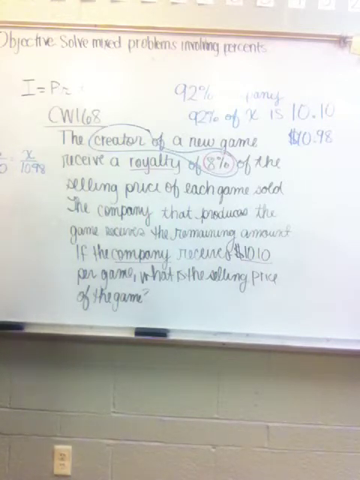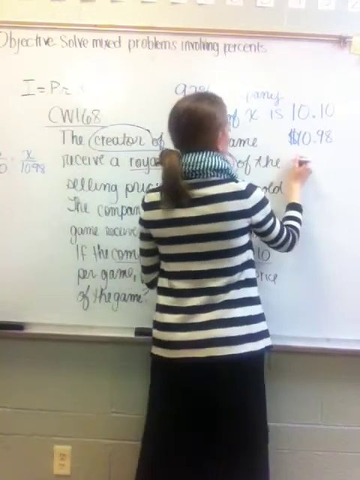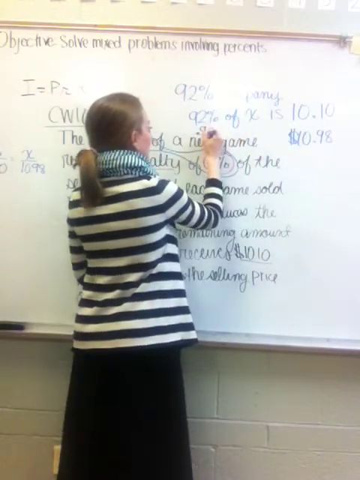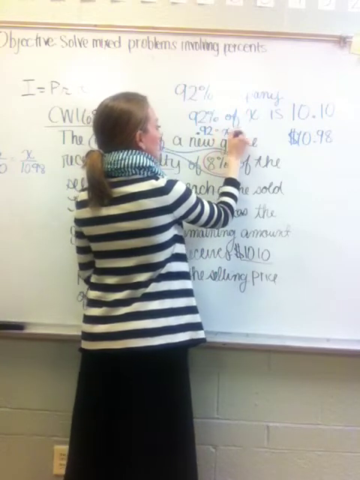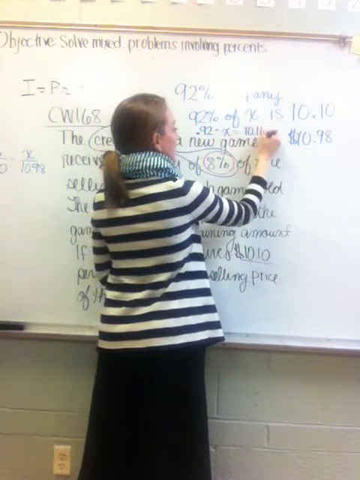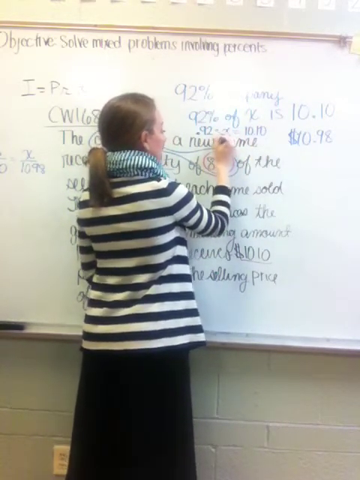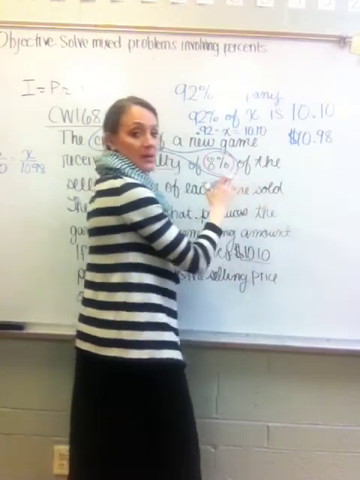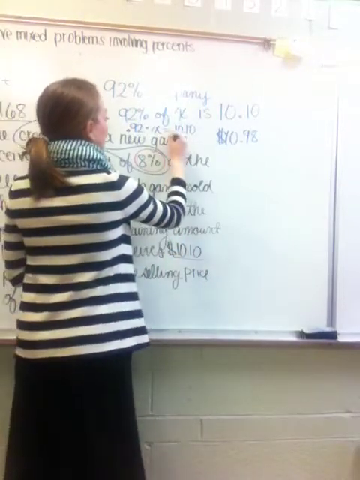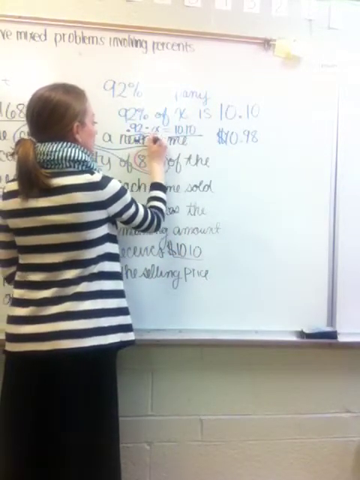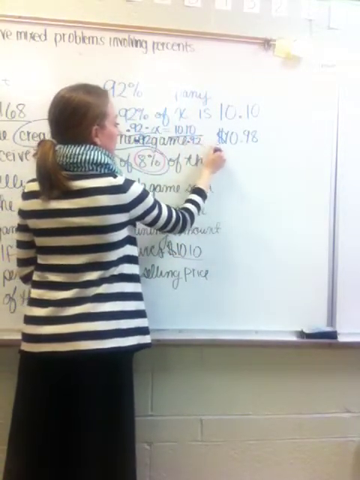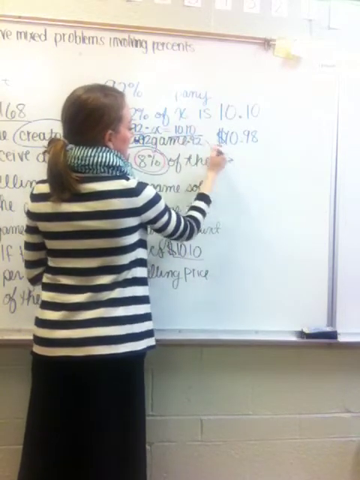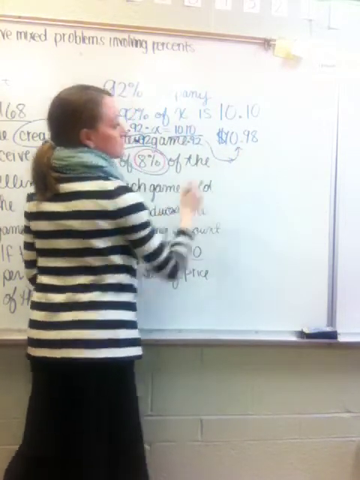How do you do it? You could do it in numerous ways. How did I do it? I set up an equation that said 0.92 times x is equal to 10.10. I divided. Sorry, I'm just trying to stay on the same frame so Stephen can see me. Okay, I divided both sides by 0.92, and 10.10 divided by 0.92 is this.